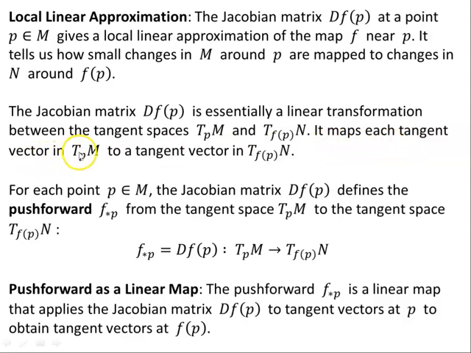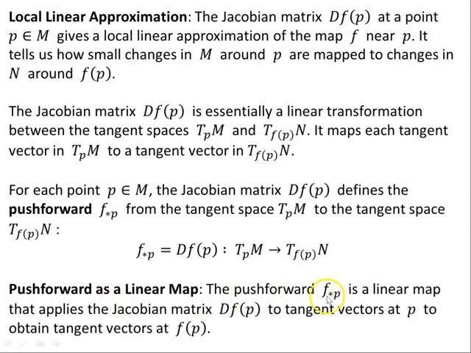It maps each tangent vector in the tangent space to M at the point P to a tangent vector in the tangent space to N at the point f of P. For each point P belonging to M, the Jacobian matrix df of P defines the push forward, which is given the symbol f star P, the star being the push forward, at the point P, under the map F, from the tangent space TPM to the tangent space T f of P of N. So f star of P is equal to df of P, a map from TPM to T f of P N.